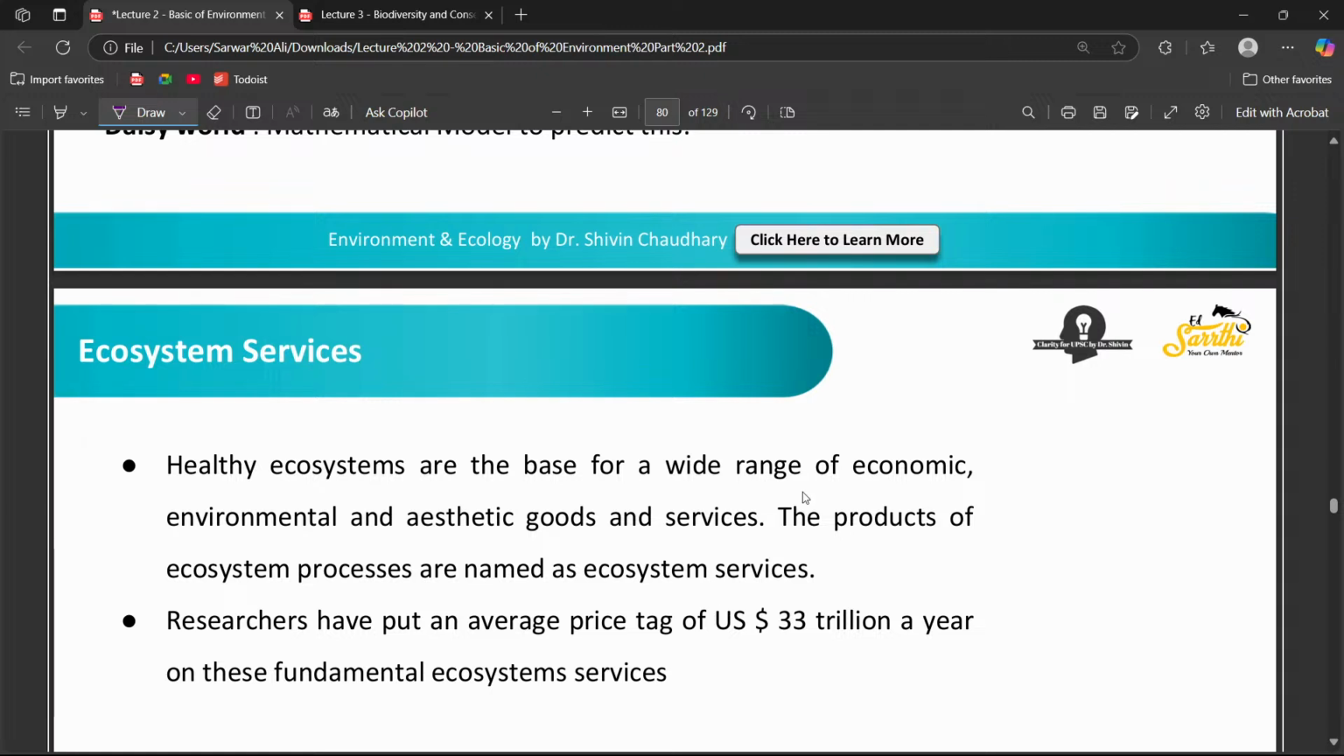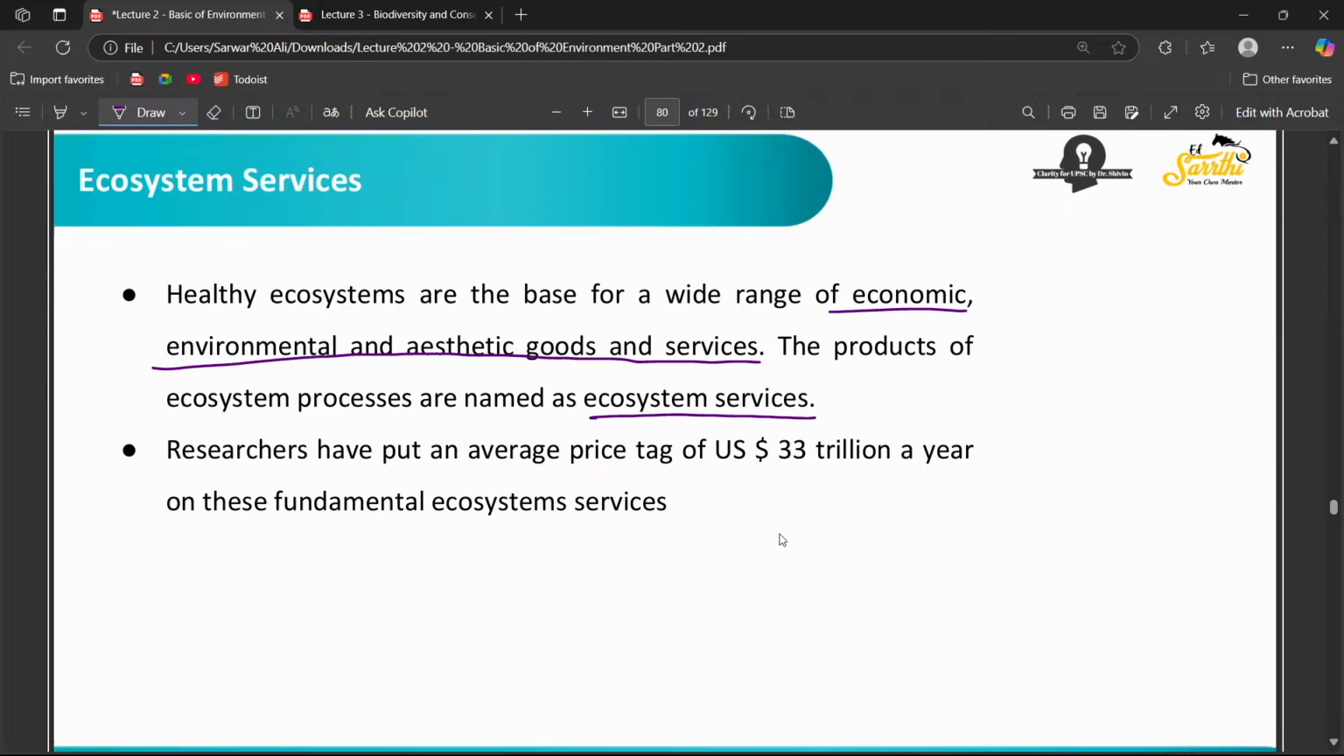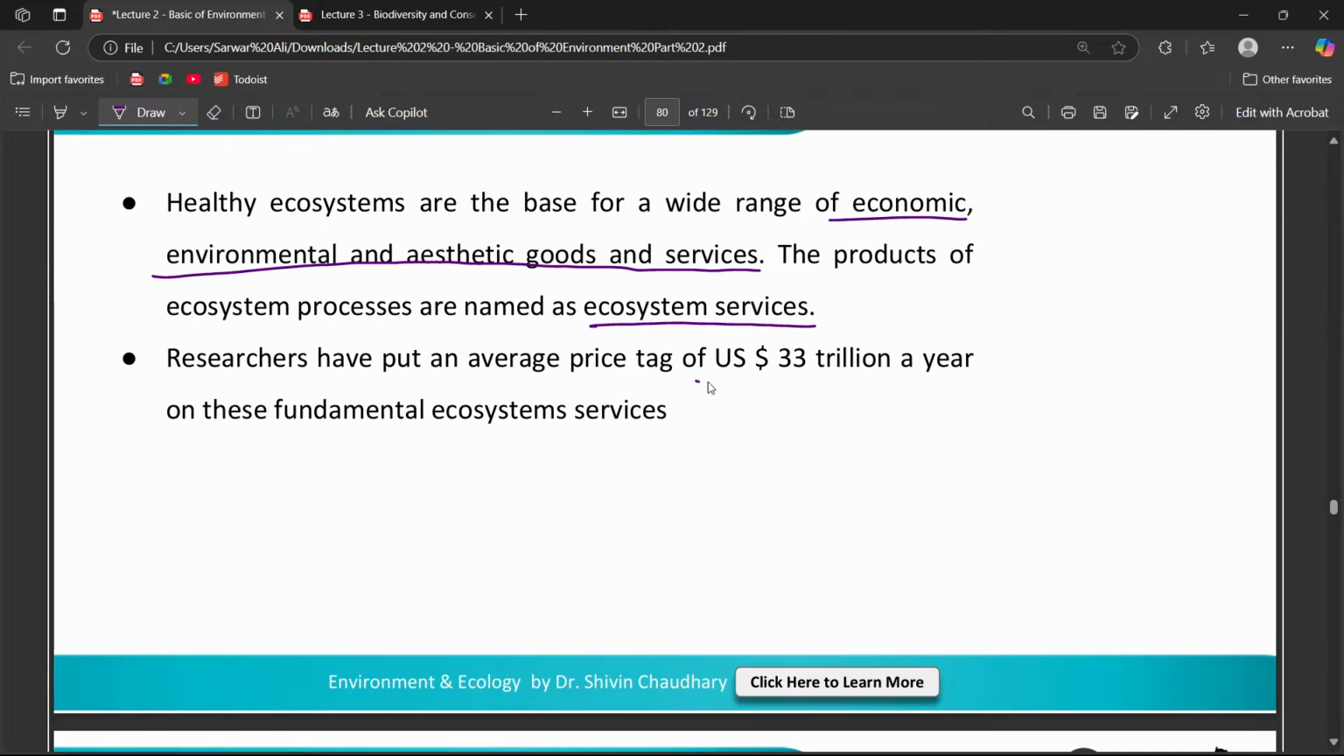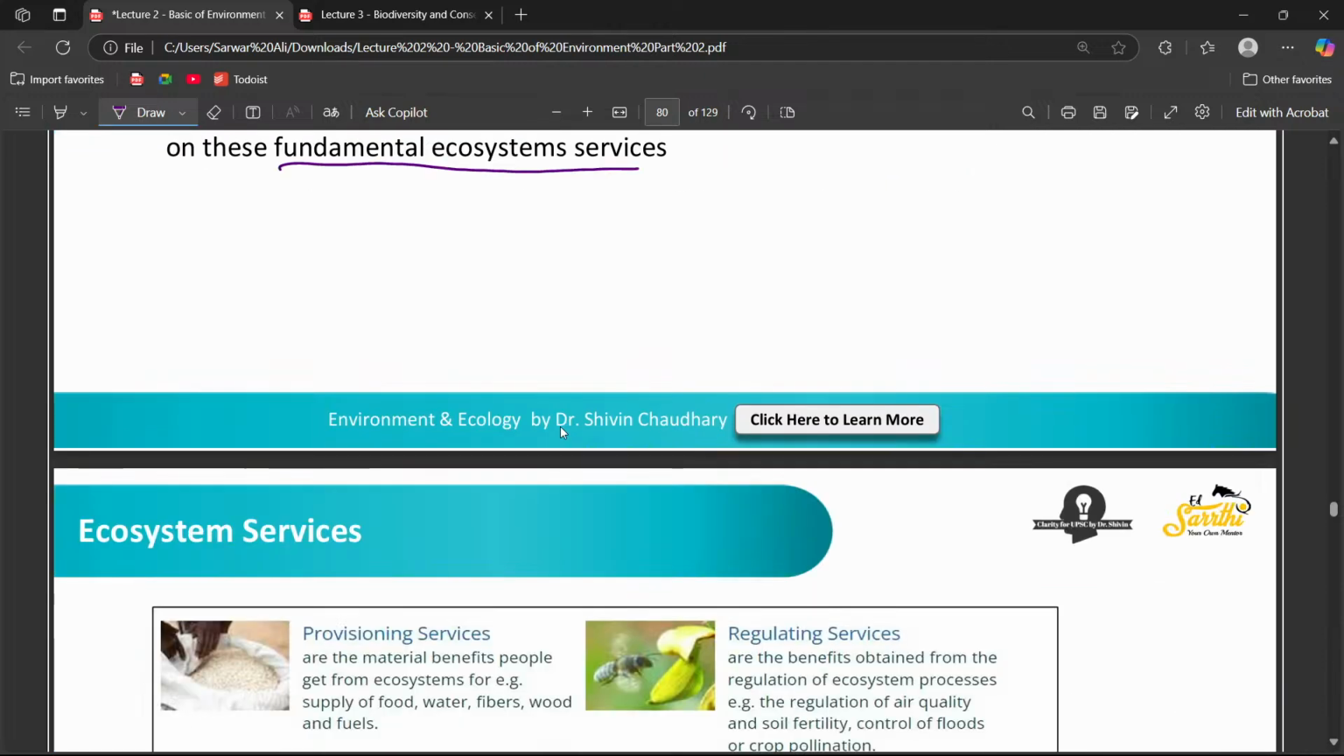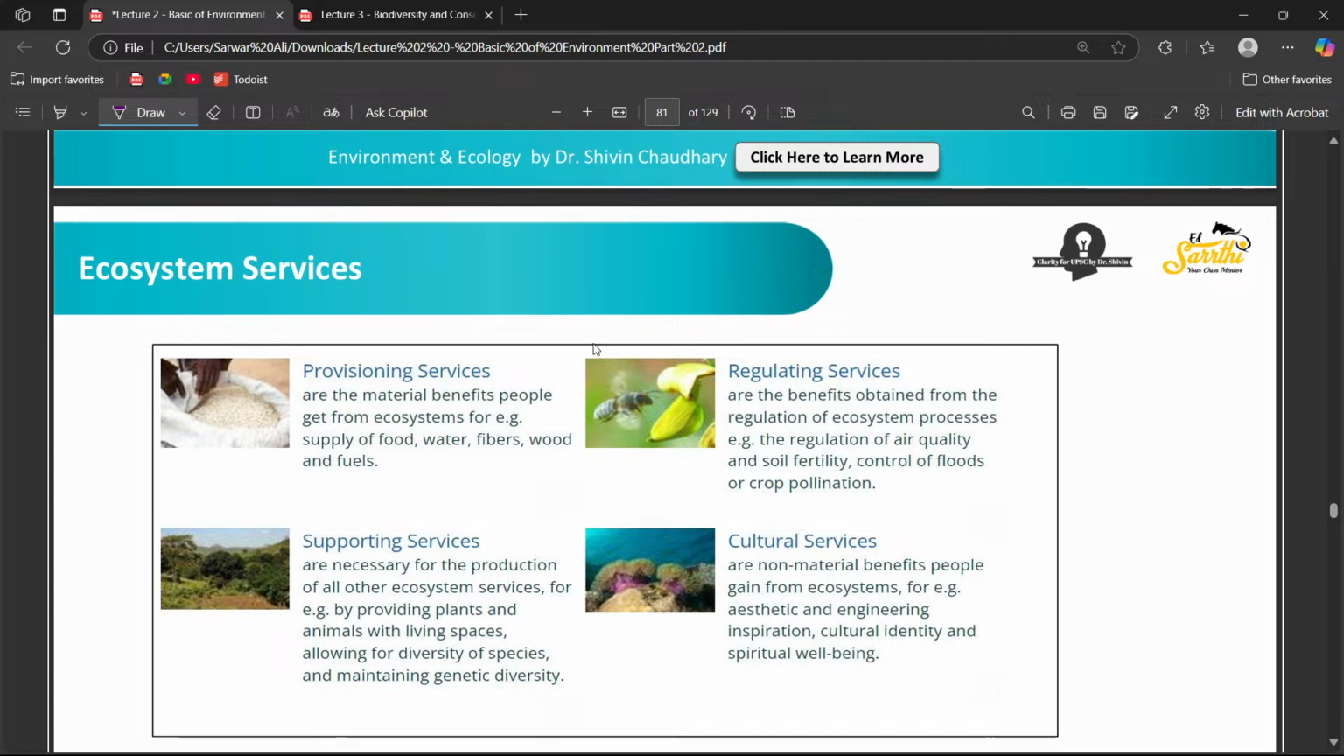Healthy ecosystems are the base of a wide range of economic, environmental and aesthetic goods and services. The products of ecosystem processes are called ecosystem services. Researchers have put an average price tag of US $33 trillion per year on these fundamental ecosystem services. What could these services be?